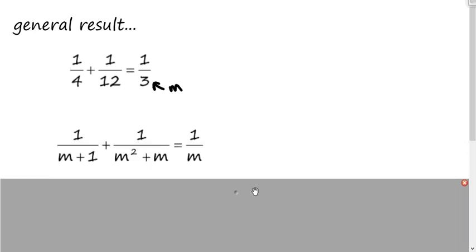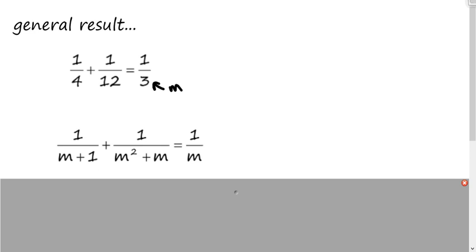So therefore, instead of 3, we have an m. Well, what's 4? That's just one more than 3, so that's m plus 1. And how do I get 12? Again, there's a lot of different ways to get 12 if m is 3, but the easy way with just using m would be m squared plus m. Okay, again, plug that 3 in, see if it works.